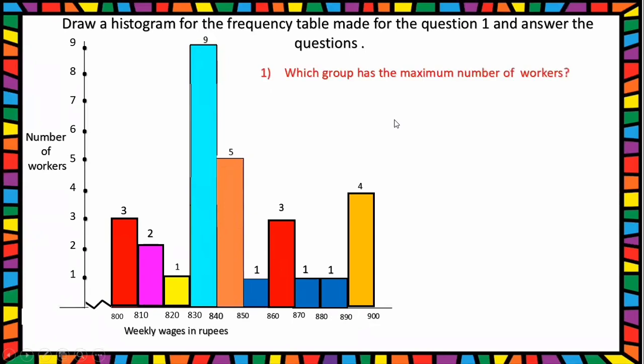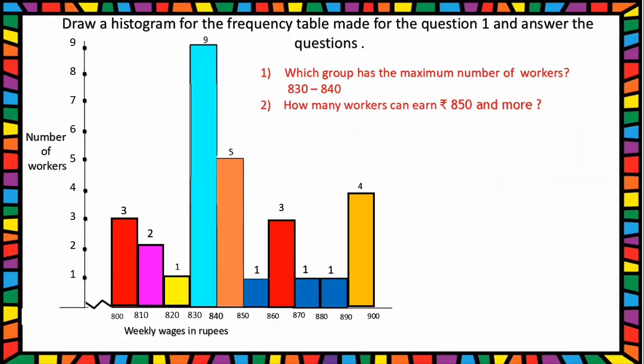Now we can answer some questions. Which group has the maximum number of workers? We can easily find it from the histogram. See, this is 830 to 840, with 9 workers.